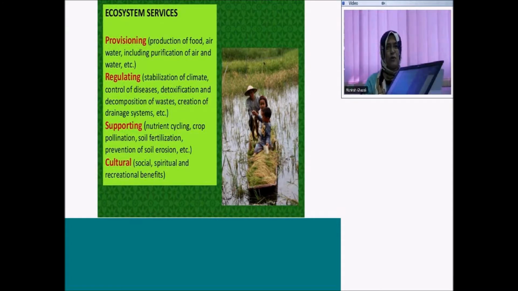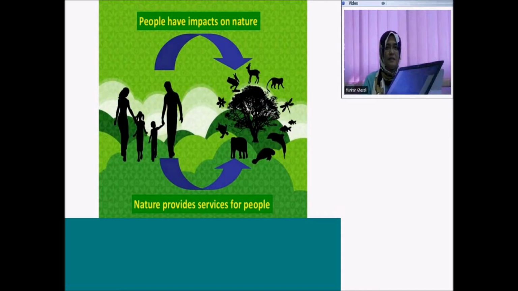And these can be categorized into different types: provisioning, regulating, supporting, cultural. So remember, species diversity or biodiversity is also important for us culturally, because we use them in our tradition, in our culture, in everyday activities, and so on. So nature, if you look at the whole spectrum, provides services for us, and they are very, very important.